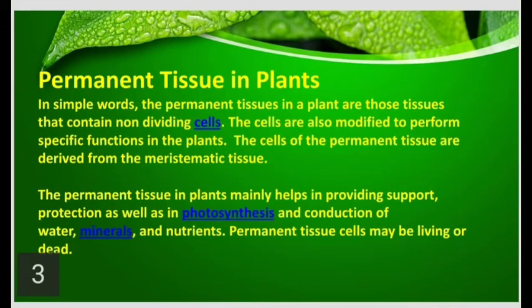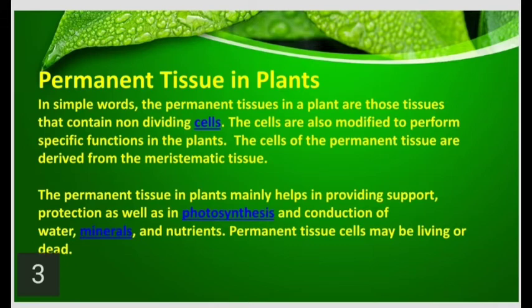Permanent tissue in plants. In simple words, the permanent tissues in a plant are those tissues that contain non-dividing cells. Their cells are also modified to perform specific functions in the plants. The cells of the permanent tissues are derived from the meristematic tissue.